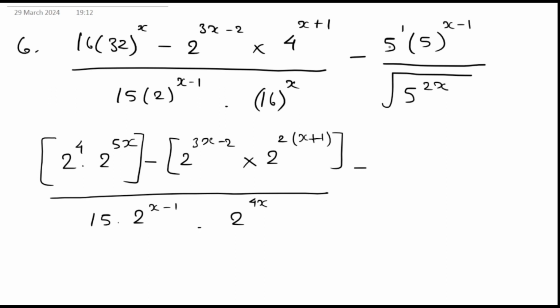minus, here the bases are same, so the powers can be added. So this will become 5 to the power 1 plus x minus 1 divided by root 5 to the power 2x. Root is nothing but to the power 1 by 2. So this I can write it as 5 to the power 2x to the power 1 by 2. This 2 and 2 will get cancelled.